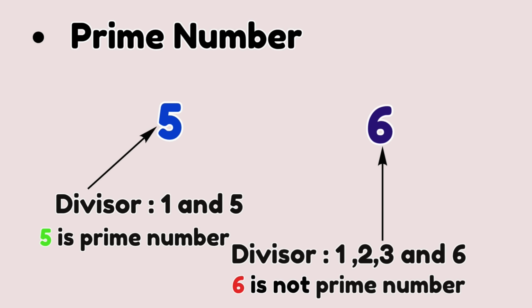Prime numbers. These are numbers that have just two distinct divisors, 1 and themselves.